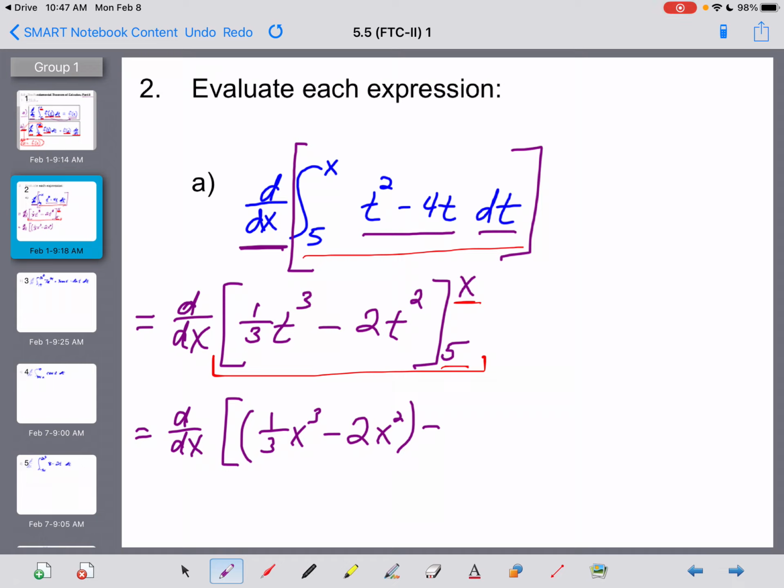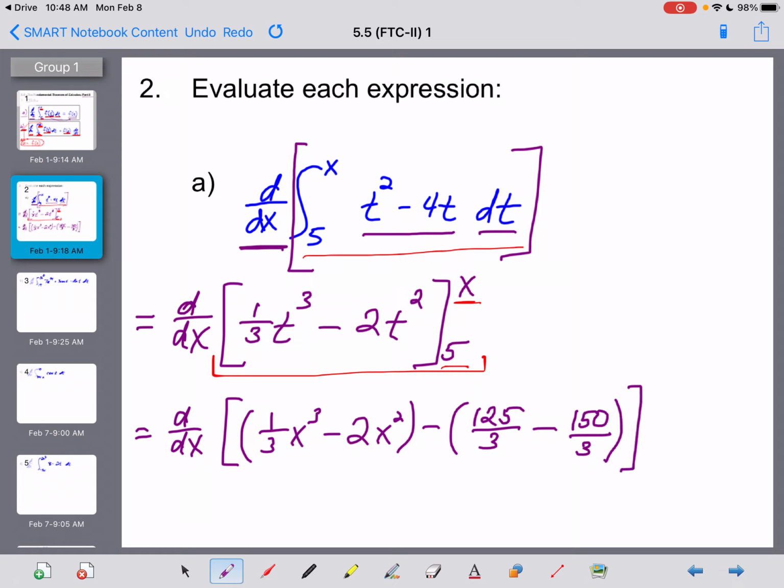Now, minus the f of a, which comes from putting the 5 in there. And this one's a little messier. 5 cubed is 125, which doesn't divide evenly by 3. So I'll just leave it as something ugly, like 125 over 3, minus, I guess this is a little better, 5 squared is 25, times 2 is 50. 50 written as a fraction over 3 is 150 over 3. So that's where we're at.